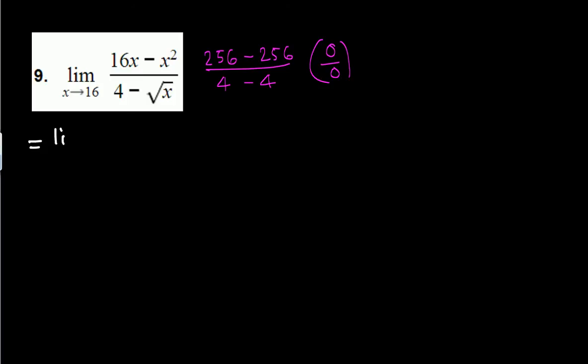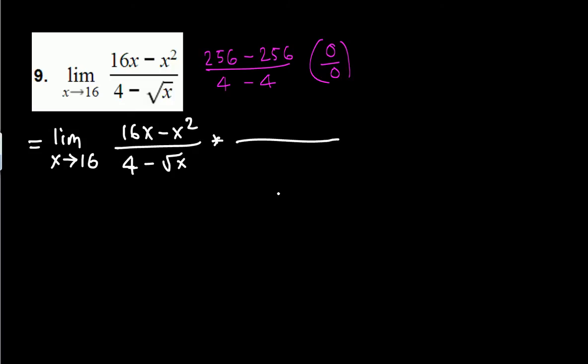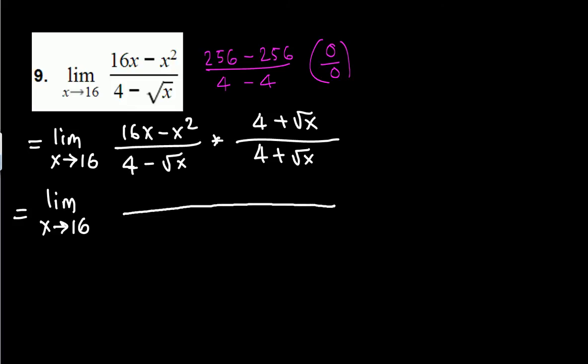So let's see how we can do this. Since I see a square root, the obvious guess is to multiply by its conjugate. So 16x minus x squared on the top, 4 minus square root of x on the bottom. We want to multiply by the conjugate of the bottom, and the same thing on the top and bottom. So the conjugate is 4 plus square root of x, and the same thing on the top. Let's keep copying the limit.